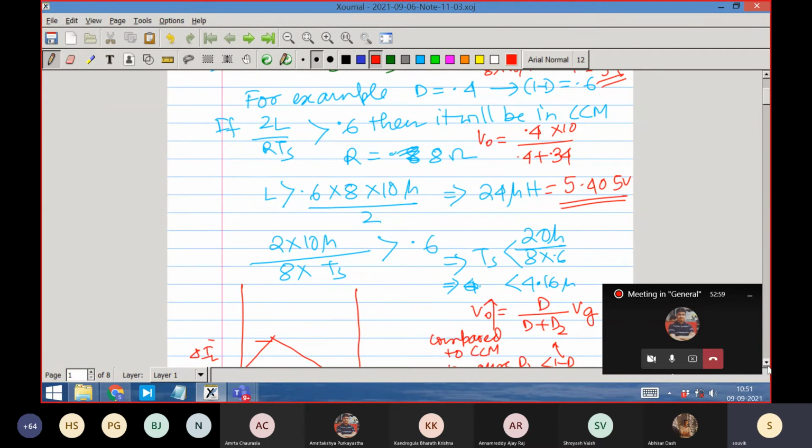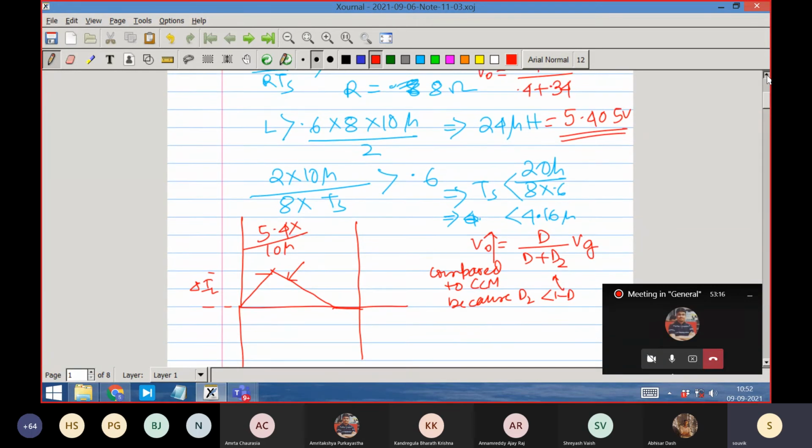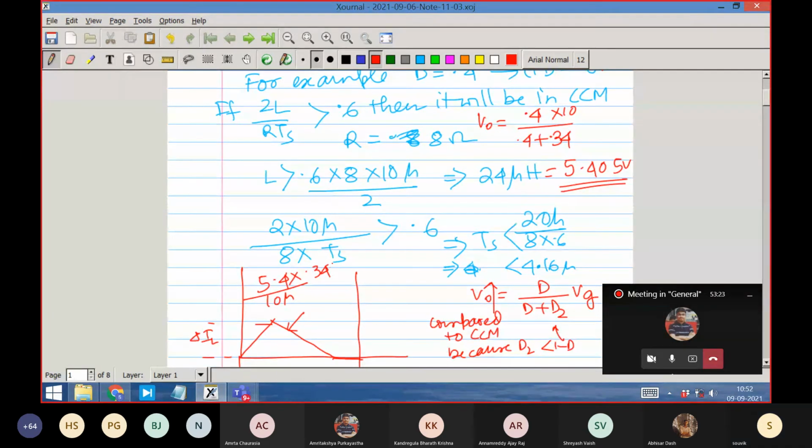So here you can find out delta IL now. Delta IL will be how much? V0 by L, in this case V0 is 5.4, by L which is 10 micro, into D2 TS. D2 also we have found out, 0.34 into 10, right? 10 cancels. So delta IL is 5.4 into 0.34. So it is 1.836 ampere. That is delta IL, right?